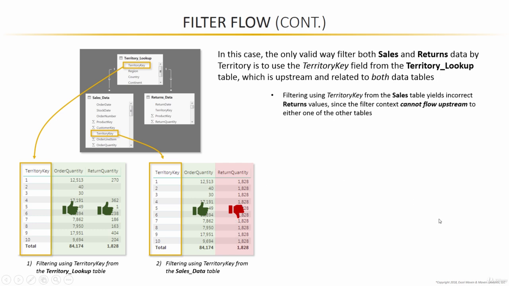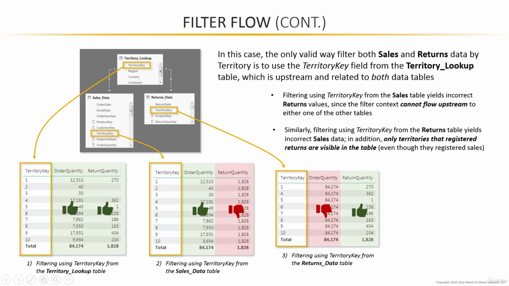Now, very similar case, if we try to use the territory key from the returns table, we see the correct value for the return quantity now, but incorrect values for order quantity, because the filter context that we created by using the territory key in the returns data is stuck in the returns data table. It can't filter the lookup or the sales data table. So just like our last example, order quantity now knows nothing about the filter context passed from the returns data table, and therefore returns the grand total over and over again.